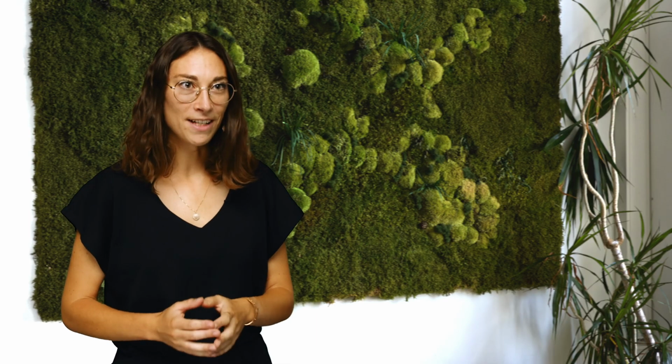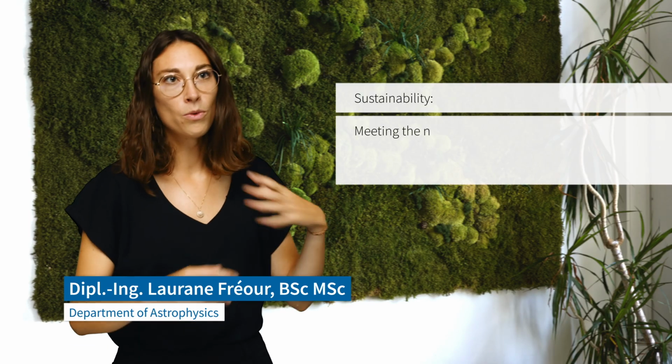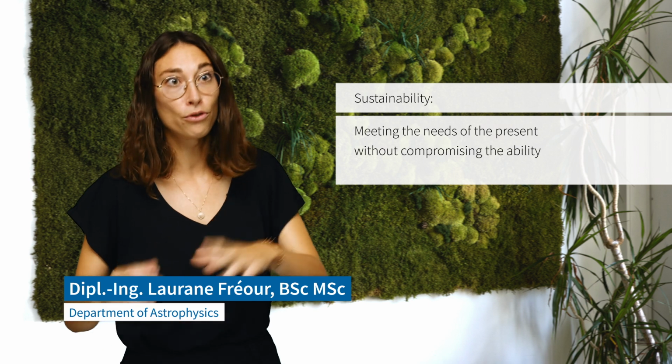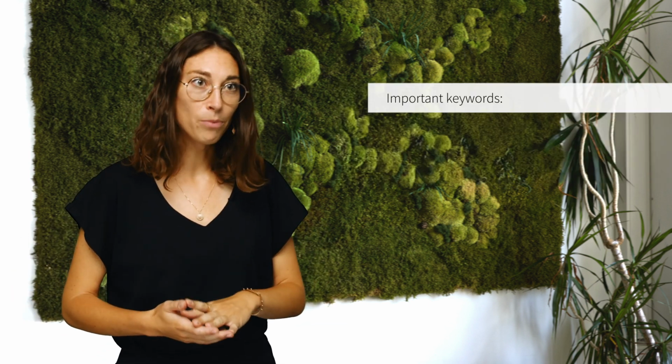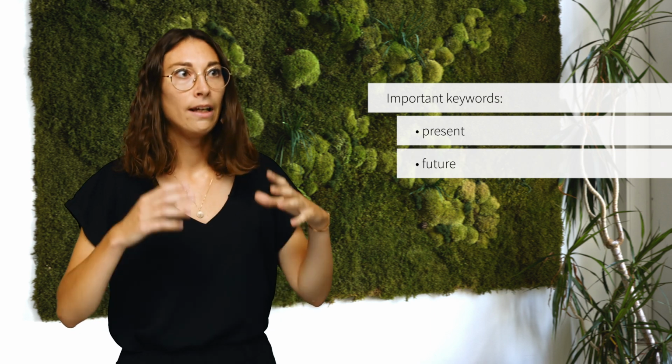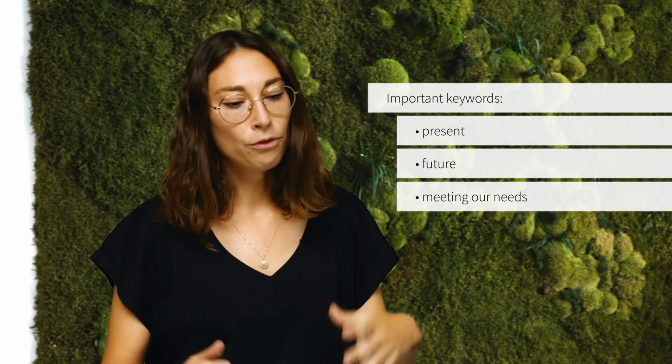Sustainability has been defined as meeting the needs of the present without compromising the ability of future generations to meet their own needs. There are a few keywords which are very important: present, future, and the concept of meeting our needs. Often when we talk about sustainability, we think of environmental sustainability, which is one very important aspect, of course. Environmental sustainability can be defined as living well within the planetary boundaries, so without taking more than what the Earth can give us.